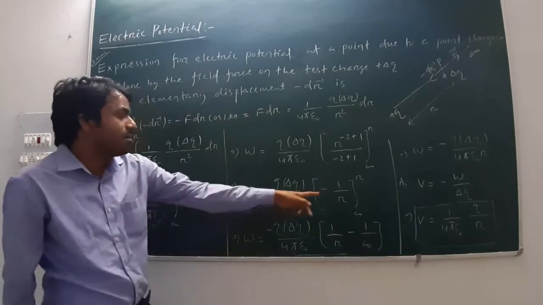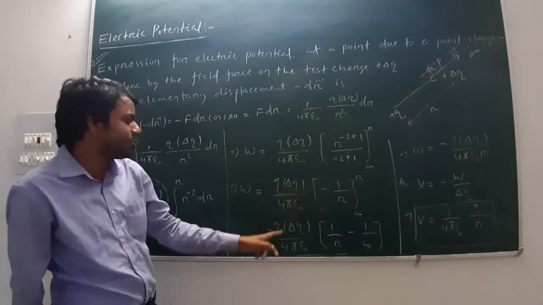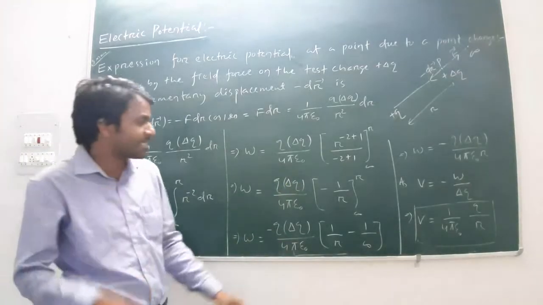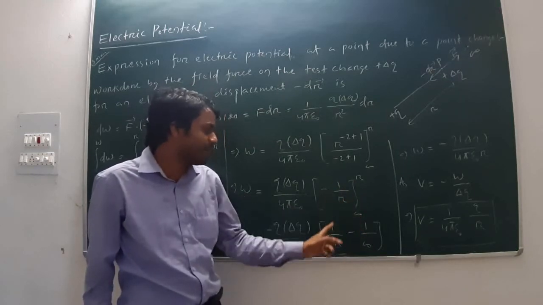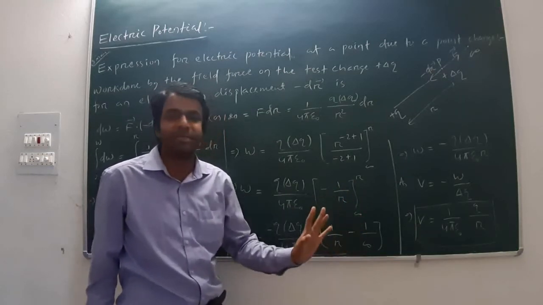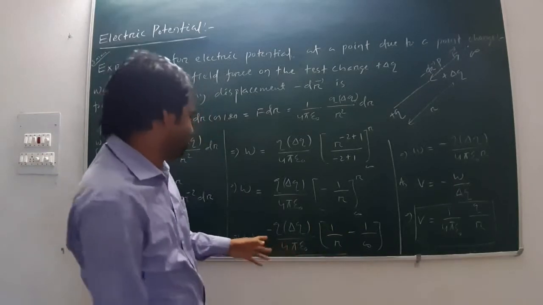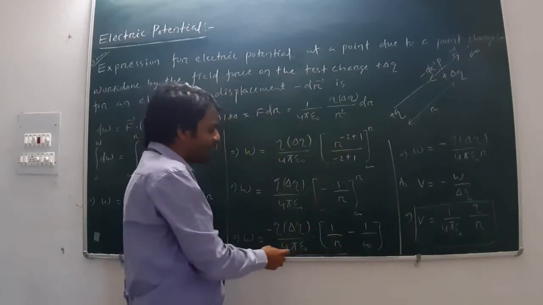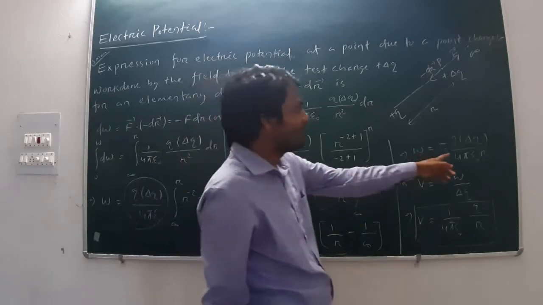Now I take the negative sign common: minus q into del q by 4 pi epsilon naught. But first I have to take the upper limit, then the lower limit, so that becomes 1 by r minus 1 by infinity. 1 by infinity value is 0, therefore W equal to minus q into del q by 4 pi epsilon naught into 1 by r. This is the value of work done.